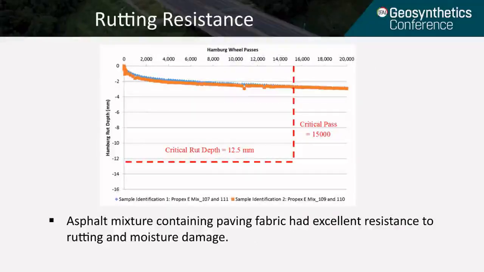For Hamburg tracking test, Caltrans required that at 15,000 Hamburg passes, the rut depth should be less than ½ inch. We can see the asphalt mixtures containing paving fabric had excellent rutting resistance. After about 20,000 Hamburg passes, the rut depth was still around 3 millimeter, which is much lower than the Caltrans specification requirements.